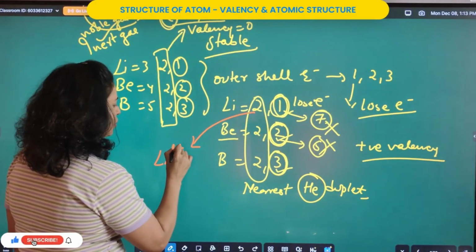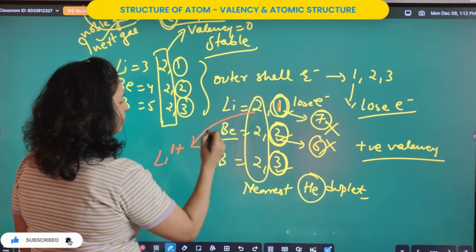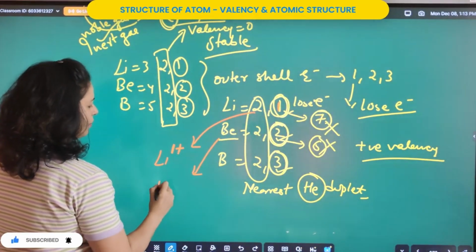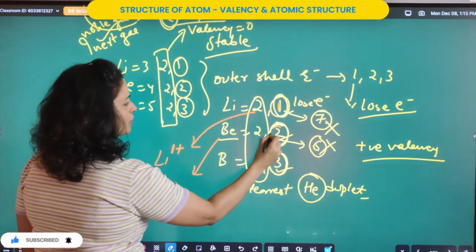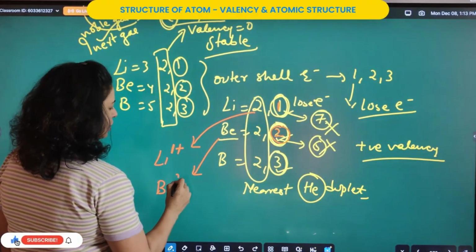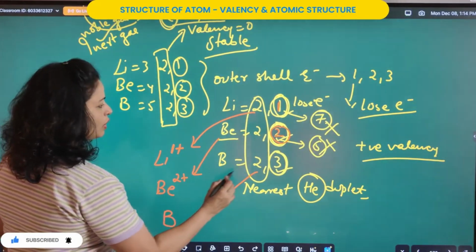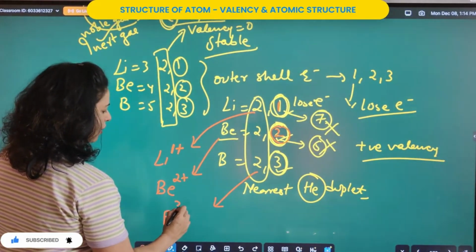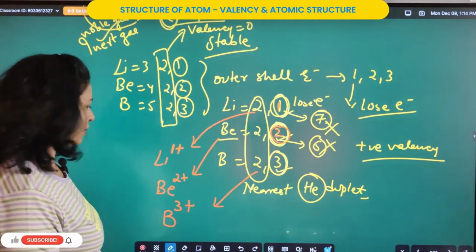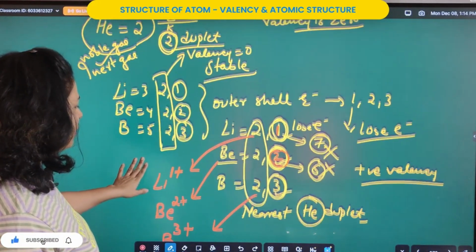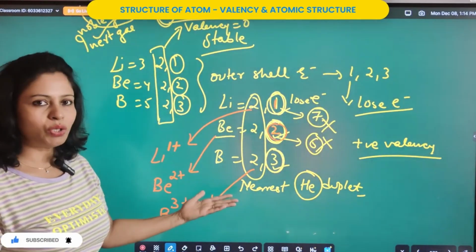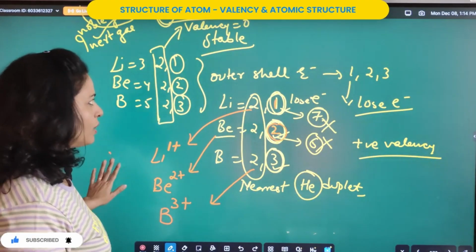How many electrons does it lose? 1 electron, so it will be 1 plus. Similarly beryllium loses 2 electrons, so it will be 2 plus. And boron will lose how many electrons? 3 electrons, so it has 3 plus valency. So the valency will be how many electrons they lose to attain the nearest noble gas configuration.